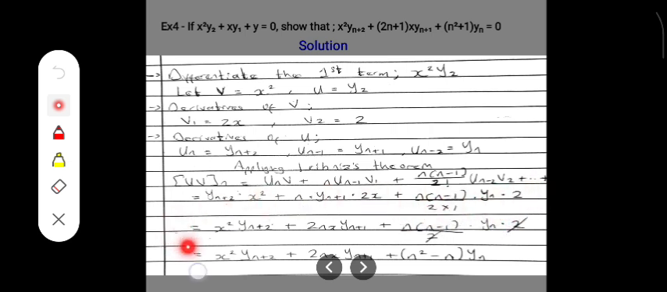When you simplify that, and open this bracket, n multiplied by n minus 1, our final answer for the first term is s power 2 multiplied by y subscript n plus 2, plus 2ns multiplied by y subscript n plus 1, plus n power 2 minus n multiplied by y subscript n. Now we do the same thing for the second term.